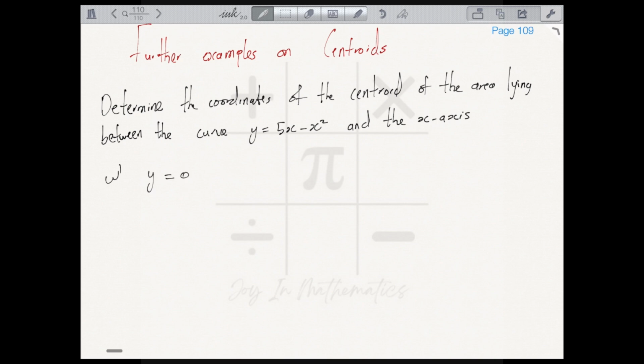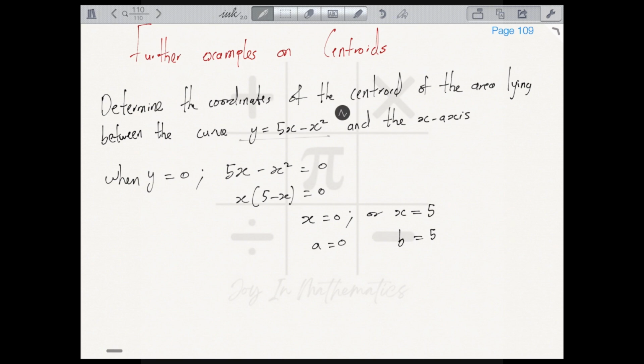So when y is equals to 0, we have 5x minus x squared is equals to 0, and that means x into 5 minus x is equals to 0. Therefore x is equals to 0 or x is equals to 5. Therefore we have our lower limit a to be 0 and our upper limit b to be 5, and we have our y to be 5x minus x squared.